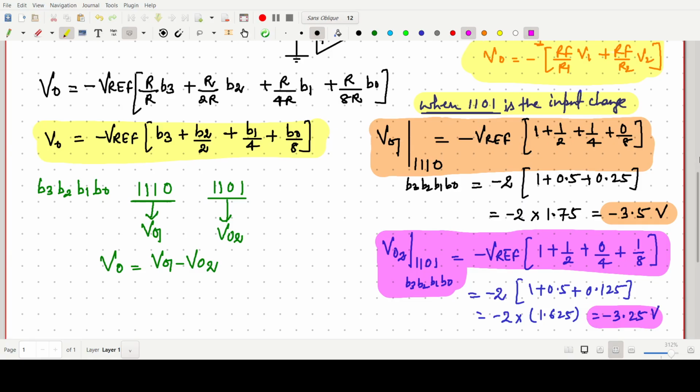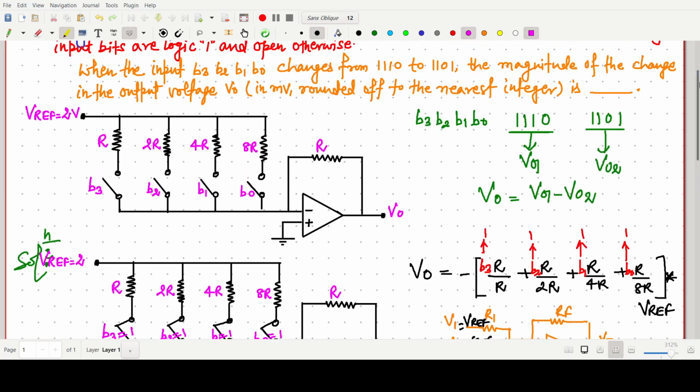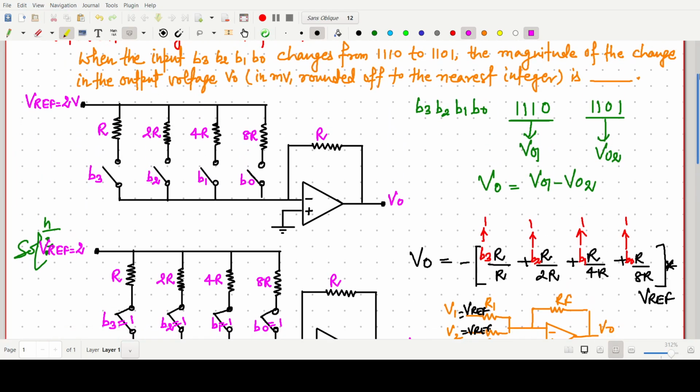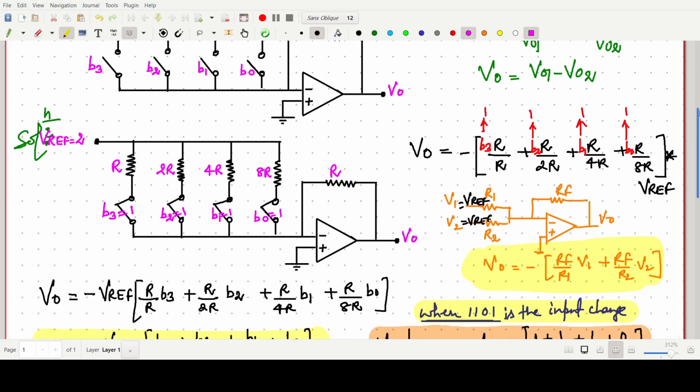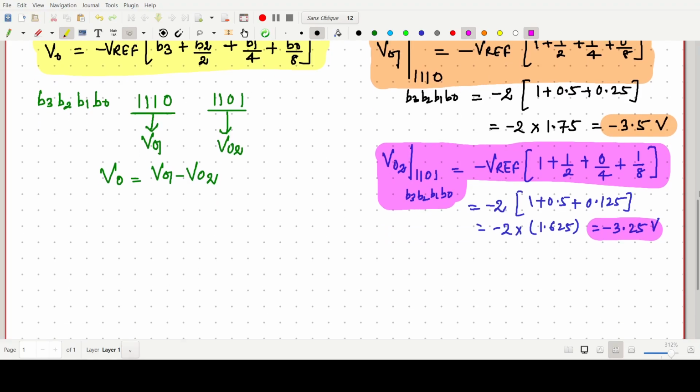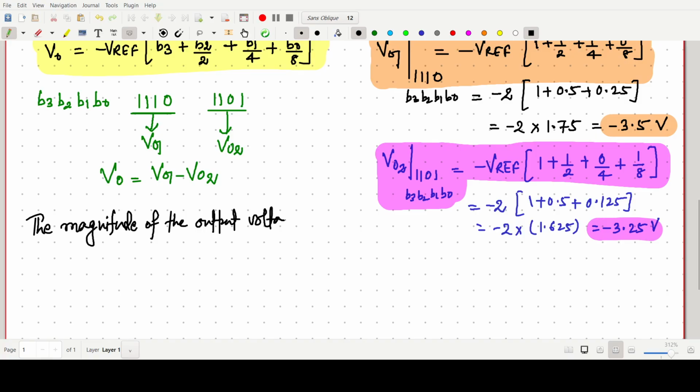So now we have to find the difference. In the question, the difference is needed, the magnitude of the changes in the output voltage. So we can write here the magnitude of the output voltage change. Output voltage change we have to find.